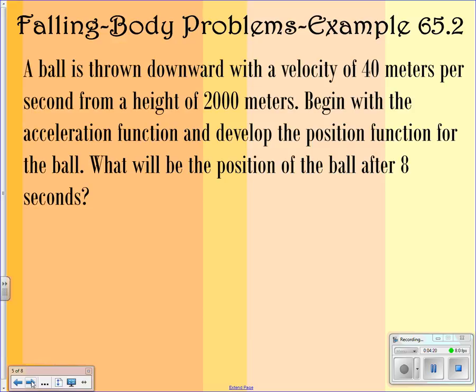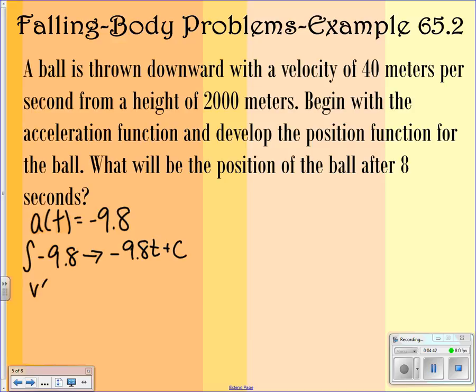So again, we're going to start with the fact that our acceleration function is negative 9.8. Remember, it's negative 9.8 in calculus. You don't use negative 9.81 like you do in physics. So we're going to integrate negative 9.8, and we will get negative 9.8t plus c. So that's our velocity function, negative 9.8t plus c. So then it tells us, at time of 0, the velocity is 40 meters per second. Now, it's thrown downward. When it's thrown downward, that means that the velocity is a negative.